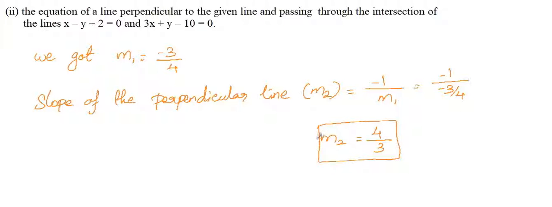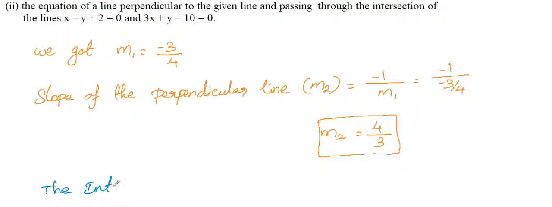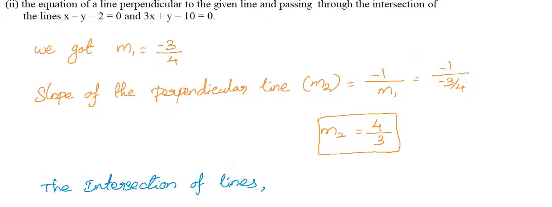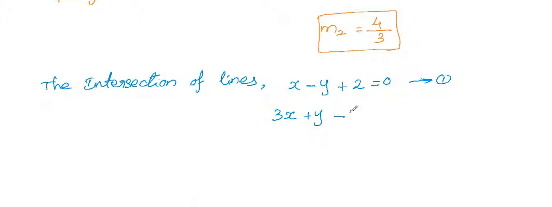Now find the intersection point. We just need to find the intersection of the lines, which are x minus y plus 2 equals 0 and 3x plus y minus 10 equals 0. Let the first equation be equation 1 and 3x plus y minus 10 equals 0 be equation 2.